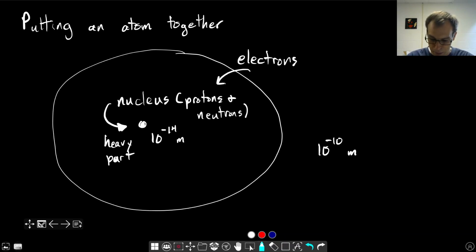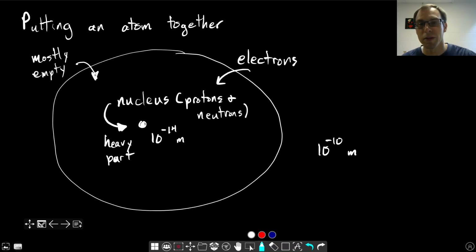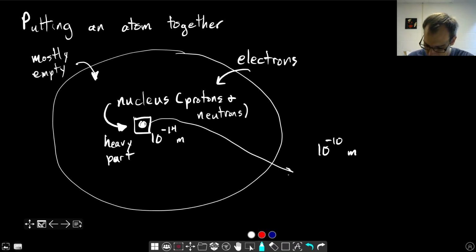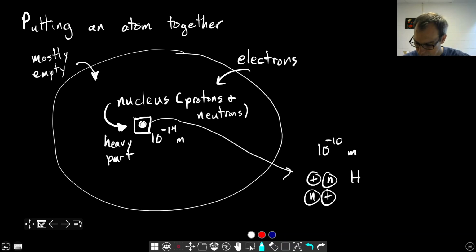So we could think of this as being mostly empty, in this area where the electrons are sort of going around the nucleus, and most of the mass, or in fact almost all the mass of the atom, is located in this heavy part, this nucleus right here. So if we zoom in on here, what we have are protons and neutrons packed together. This is an example of a helium nucleus, helium being one of our atoms. Helium has 2 protons and 2 neutrons in its nucleus.